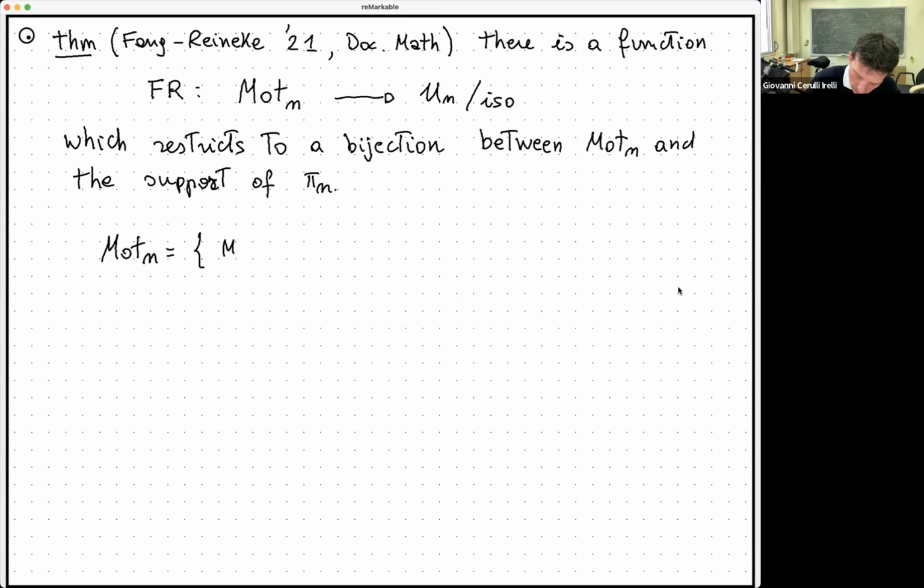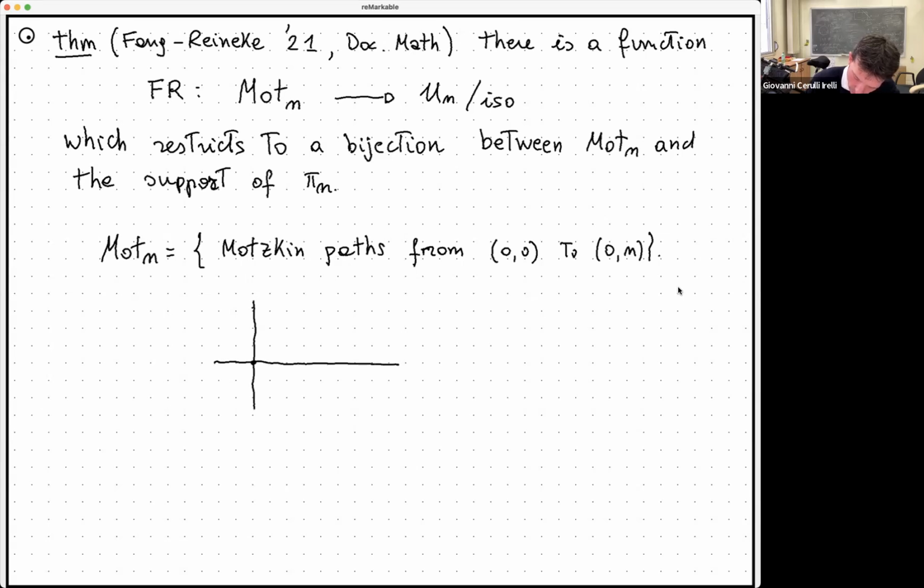I will give you the precise definition, but for now, in this introduction, Mod_n is a Motzkin path from (0,0) to (0,n). It starts from 0, it can go northeast, it can go east, it can go southeast, but it cannot go below the x-axis. So something like this: 0, 1, 2, 3, 4, 5, 6, which is our n. So this belongs to Mod_6.